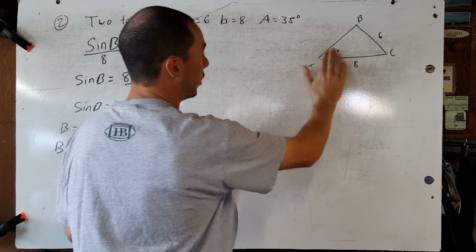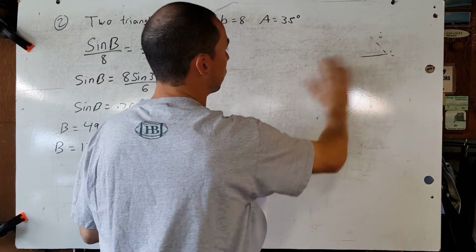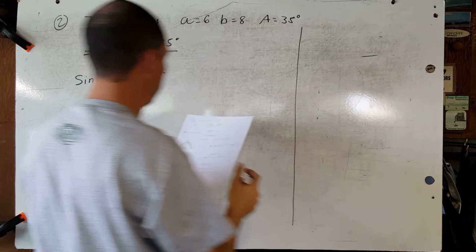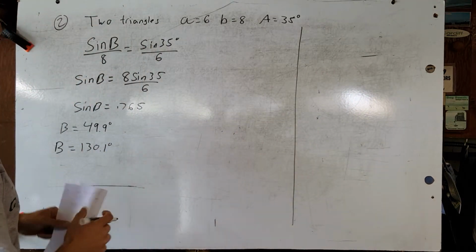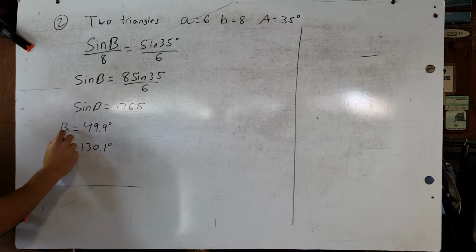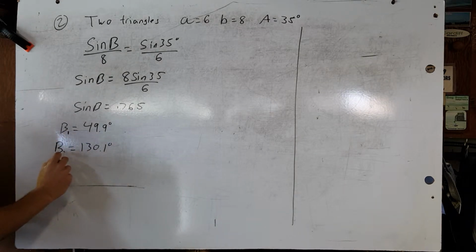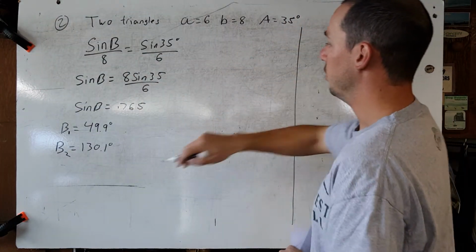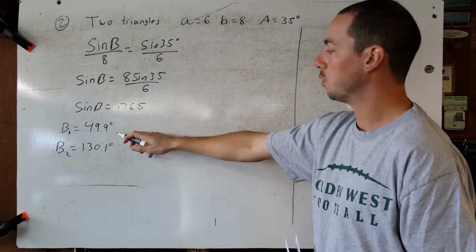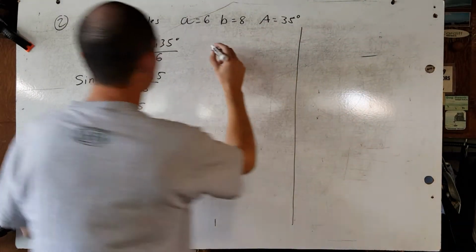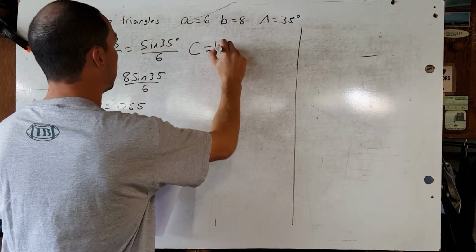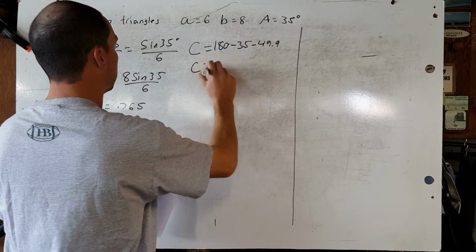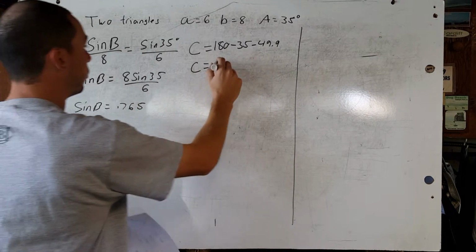Let's get rid of our starter triangle now, we don't need that triangle anymore. I'm going to set up two separate columns here, two separate triangles. So first I have a triangle. Let's call 49.9 degrees B1, and 130.1, let's call that B2. In triangle 1, A is 35 degrees, B is 49.9. Let's solve for angle C. C is equal to 180 minus 35 minus 49.9, which gives me an angle of 95.1 degrees.